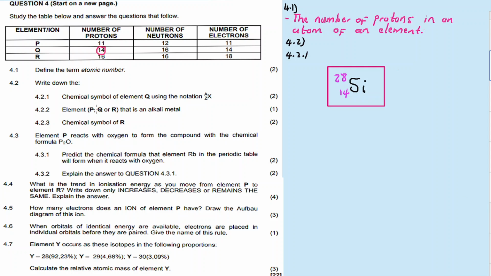4.2.2: write down the element that is an alkali metal, right? Where do we find alkali metals? In group 1. Yeah, okay. We see here it has 11 electrons for the element. Also we need to write down between P, Q and R, which one is an alkali metal? So starting with P, let's go back to our periodic table.